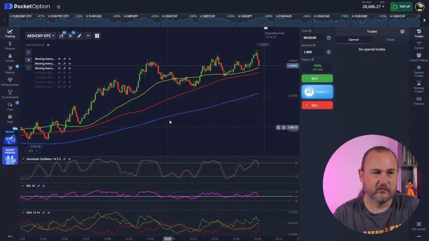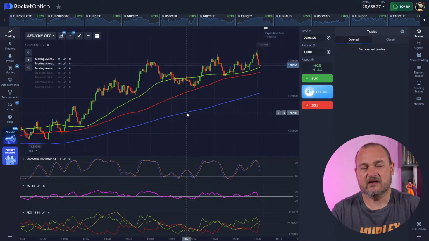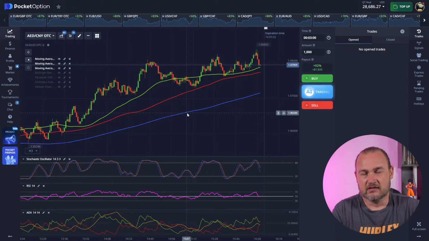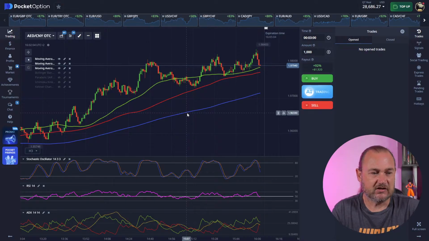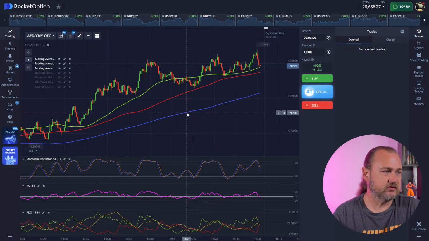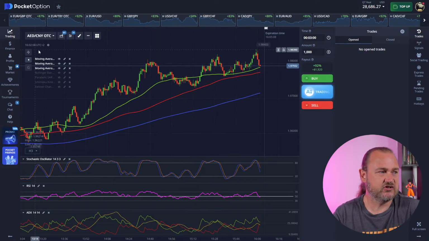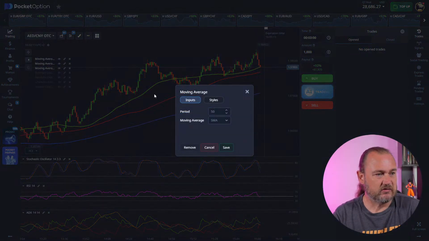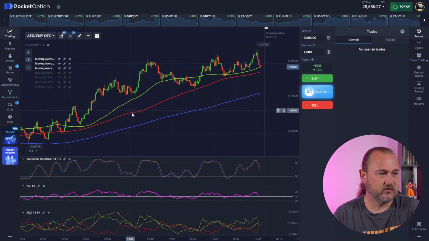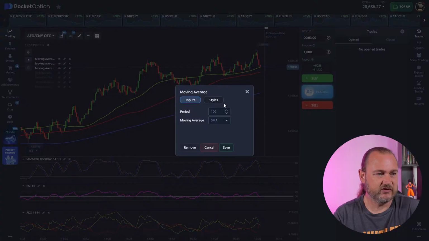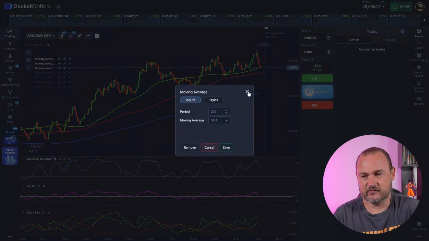Without any further ado, let's head over to our platform and see if we can book some trades today. On our chart, you will see we have three moving averages. All of them are simple moving averages. We've got the 50, which is the green one, the red one, which is a 100 moving average, and the blue one, which is a 200 moving average.